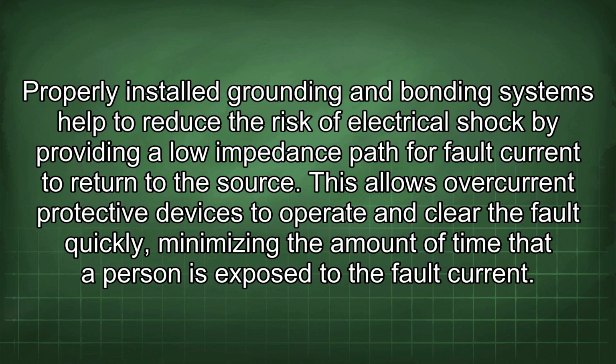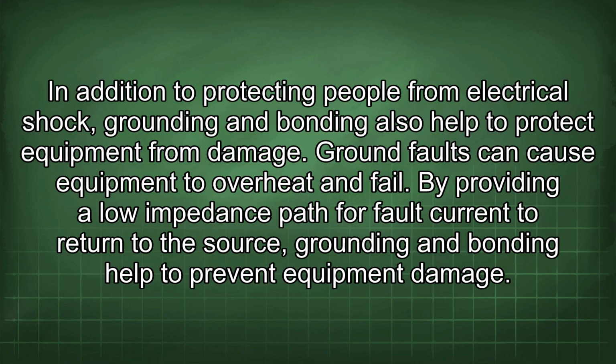Properly installed grounding and bonding systems help to reduce the risk of electrical shock by providing a low impedance path for fault current to return to the source. This allows overcurrent protective devices to operate and clear the fault quickly, minimizing the amount of time that a person is exposed to the fault current. In addition to protecting people from electrical shock, grounding and bonding also help to protect equipment from damage. Ground faults can cause equipment to overheat and fail.